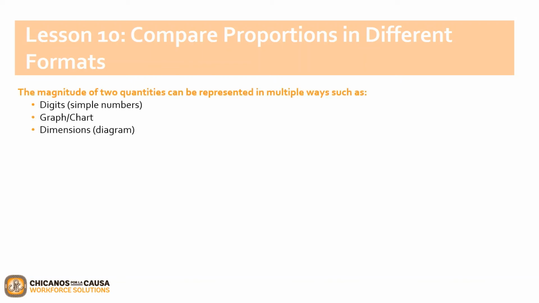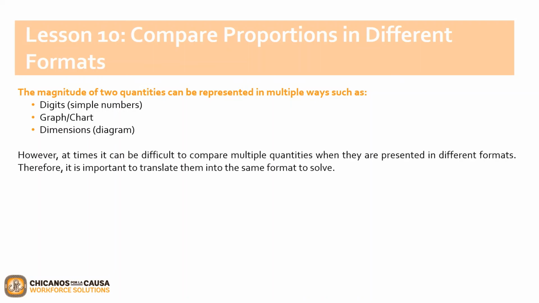The magnitude of 2 quantities can be represented in multiple ways, such as digits or simple numbers, graphs or charts, and of course dimensions or diagrams. So while the proportion can be represented in multiple ways, its magnitude does not change. However, at times it can be difficult to compare multiple quantities when they are presented in different formats. Therefore, it is important to translate them into the same format in order to solve. So let's go ahead and take a little stab at this in our next example.